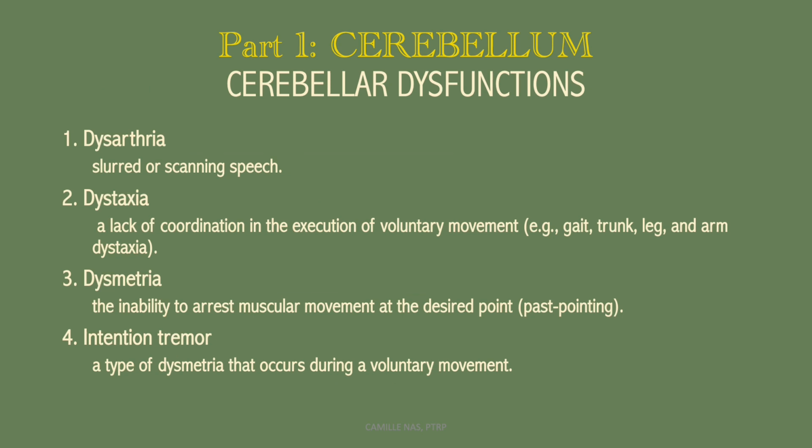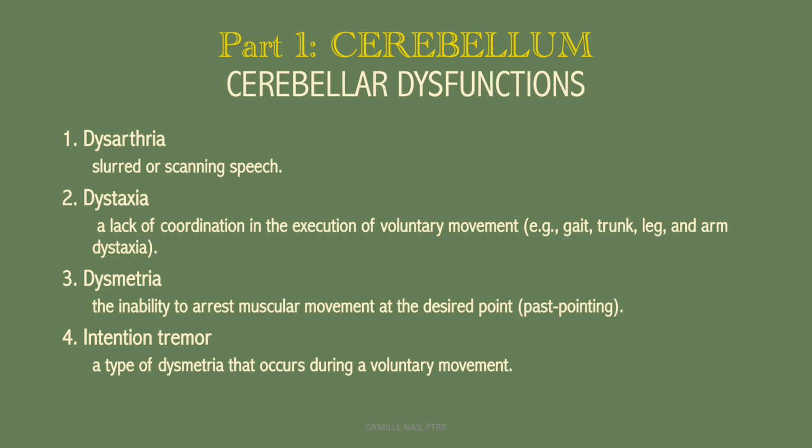So now, after all of those anatomical discussions and pathways, let's discuss cerebellar dysfunction. These are the manifestations seen in patients who are suffering from a cerebellar affectation. So now we have your dysarthria, which is your slurring or scanning speech, a problem with speaking. You have your dystaxia, a lack of coordination in the execution of voluntary movement.